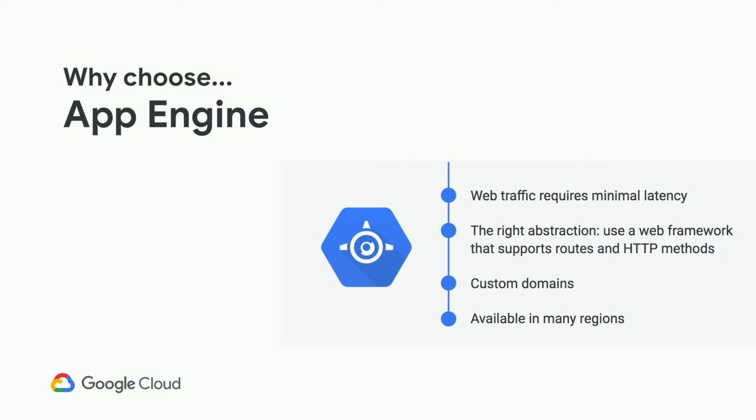The other one is the level of abstraction that you're thinking about. If you're using a web framework, for example, Flask, as we mentioned before, that supports multiple routes and HTTP methods, you really want to deploy it on App Engine because that's our way of deploying managed serverless web applications for you. And it's an abstraction that maps well to developing web applications. If you need support for custom domains, App Engine will be a good fit as well. And also, it's available in many regions globally around the world, should that be a consideration as well.